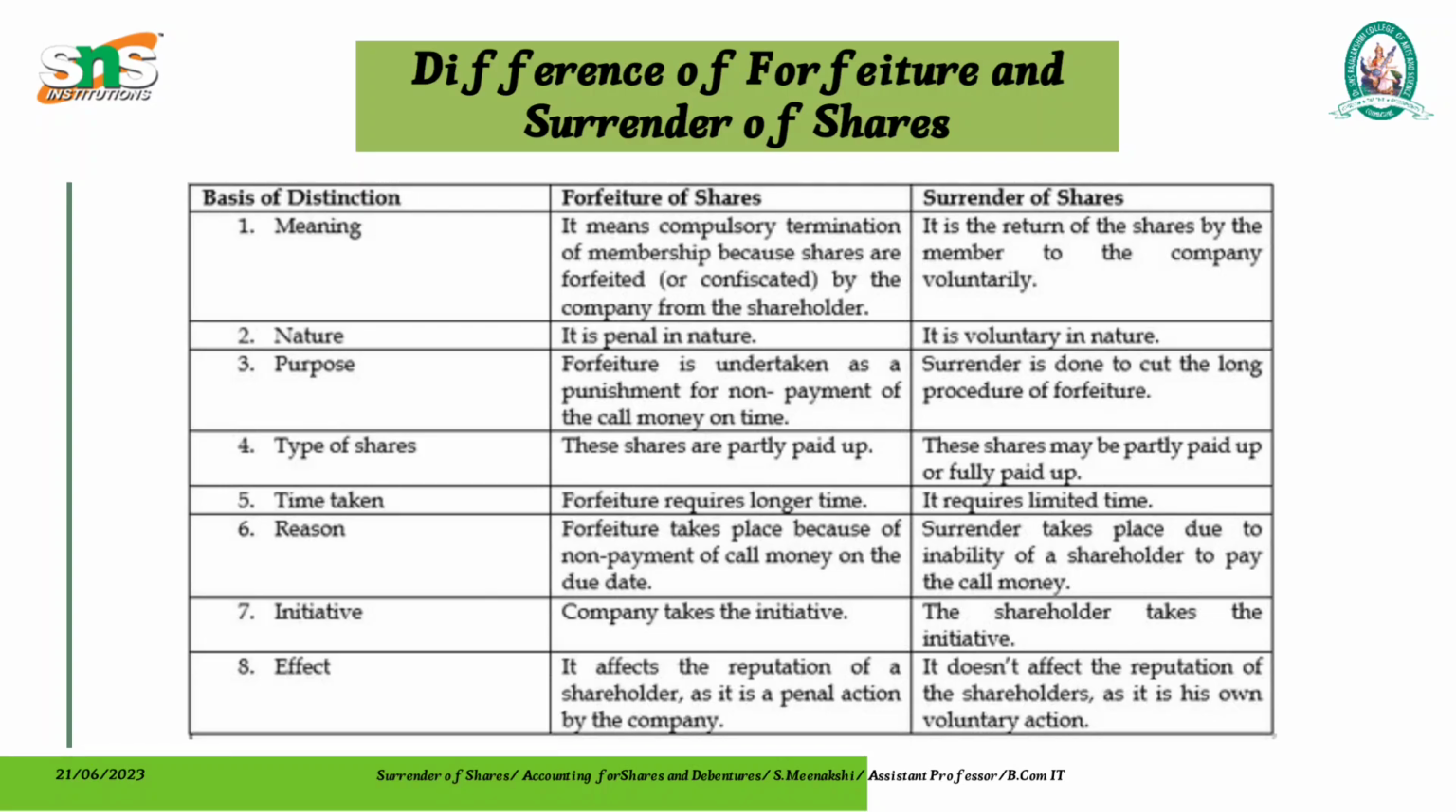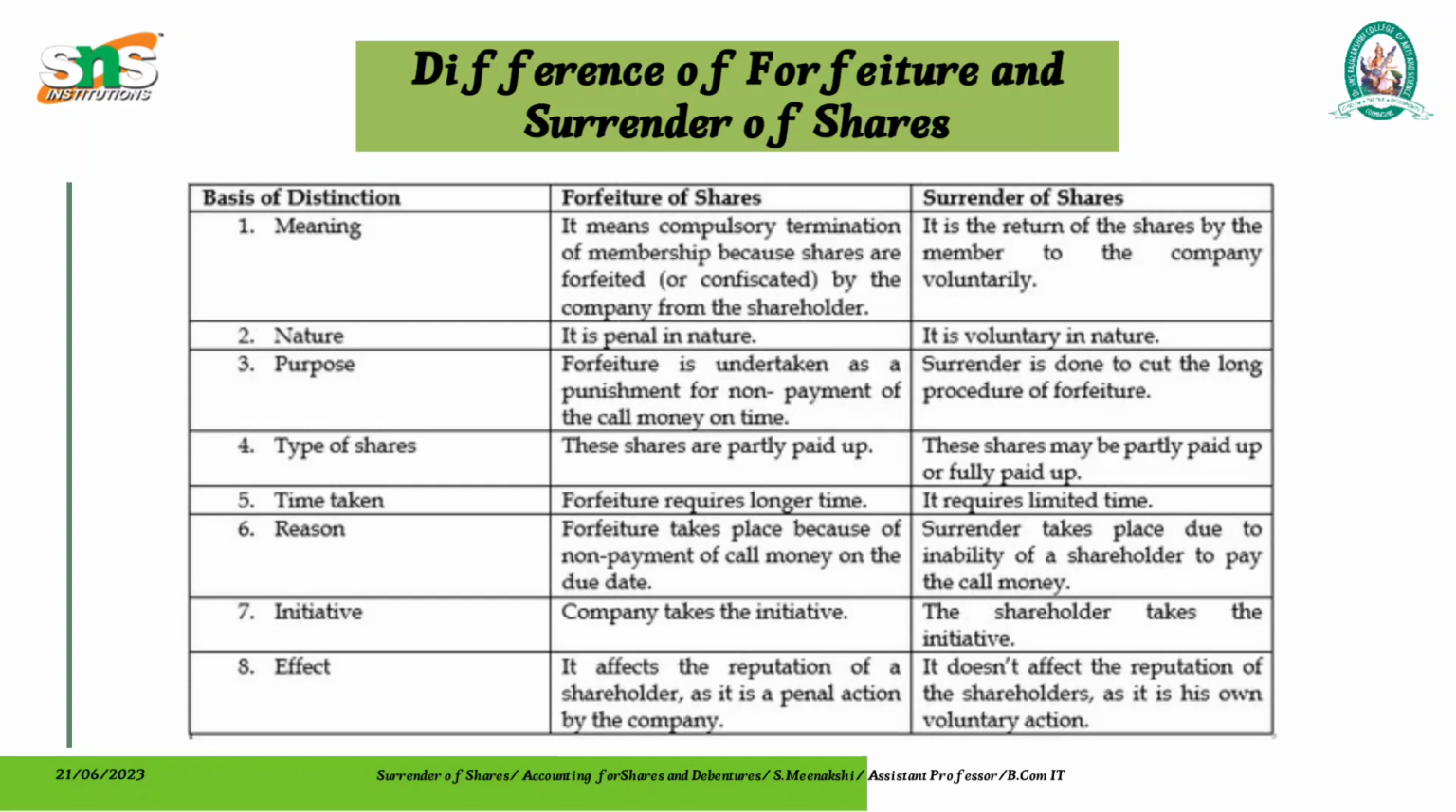On the basis of nature, forfeiture is penal in nature, whereas surrender is voluntary in nature. The purpose of forfeiture is to punish the shareholder for non-payment. Surrender is done to cut the long procedure of forfeiture. Forfeited shares are partly paid up. Surrendered shares may be partly paid up or fully paid up. Time taken for forfeiture is long, whereas time taken for surrendering a share is very limited.